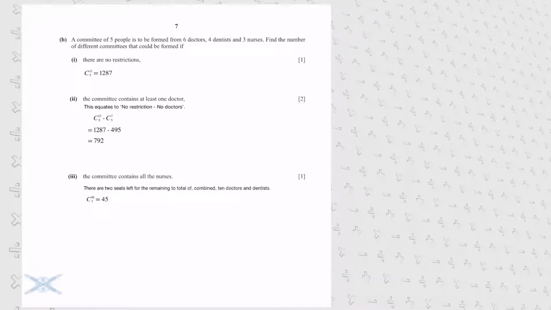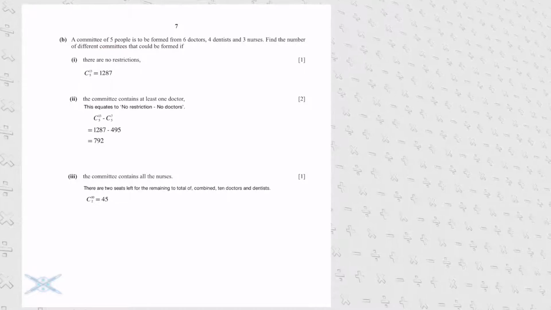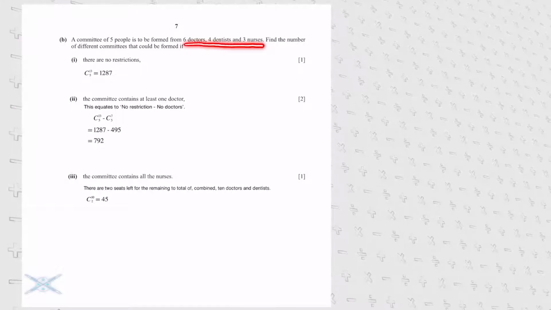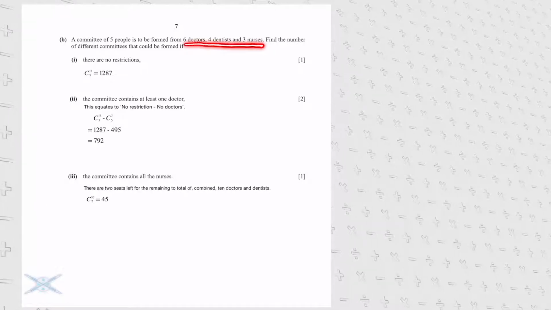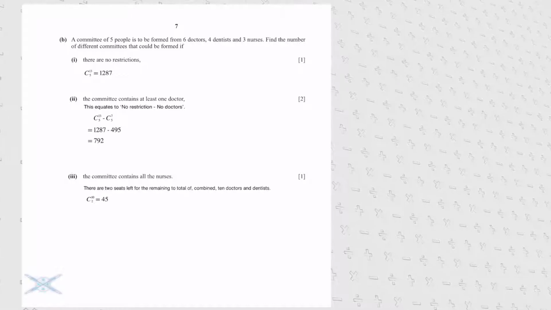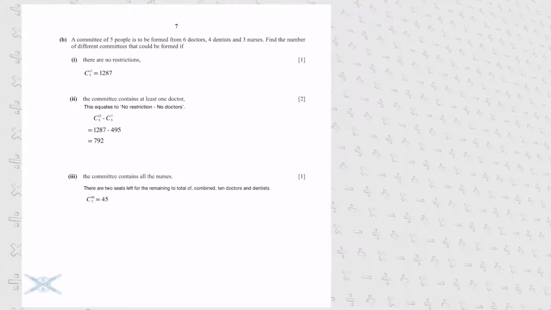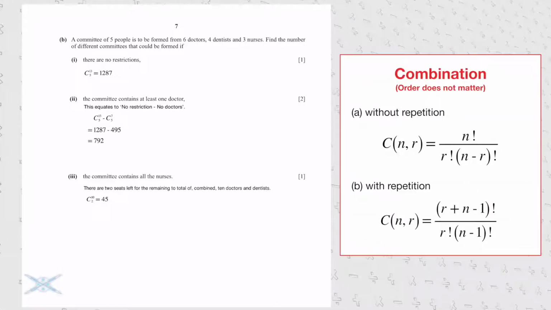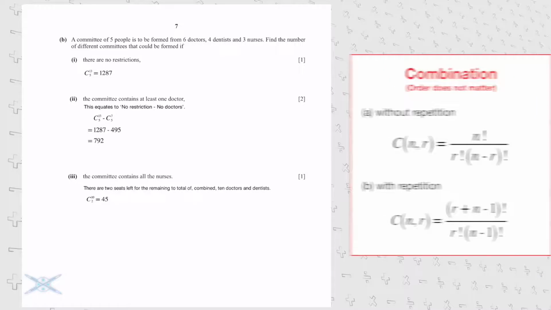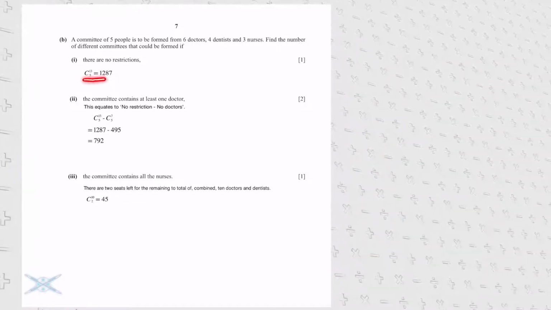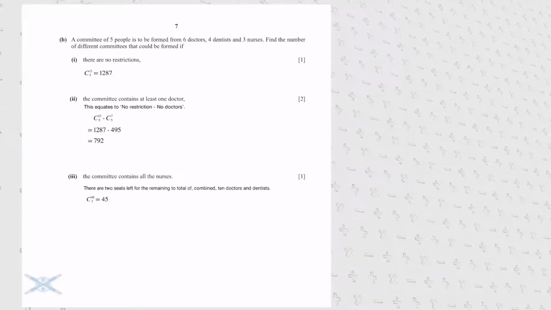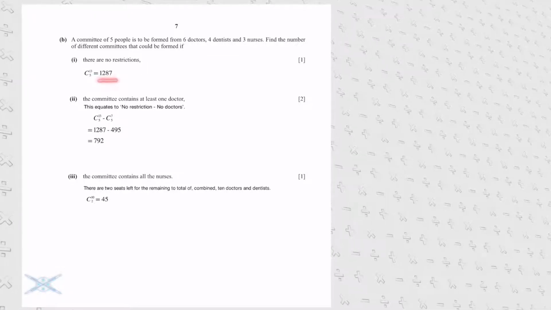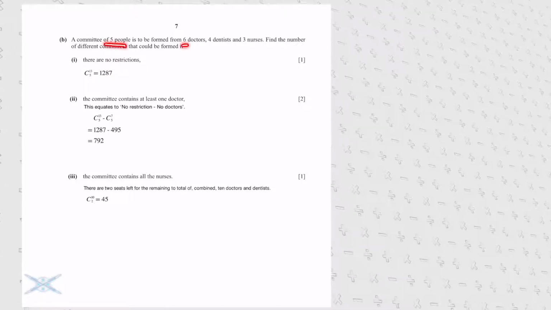So when it comes to forming a committee, the order by which kind of person the committee is formed does not matter, which means that we are dealing with a combination. Since each person can only be part of the committee once, we are dealing with a combination without repetition, whose formula you can find on the right-hand side of your screen. And after putting all of these numbers accordingly into a pocket calculator, we should come to the conclusion that there are 1,287 possible combinations of forming a committee of 5 people from a total of 13.